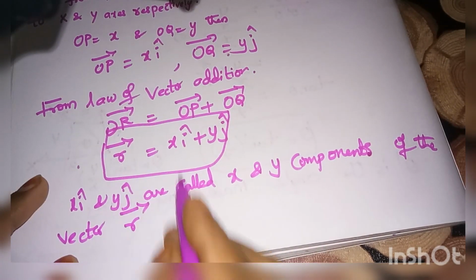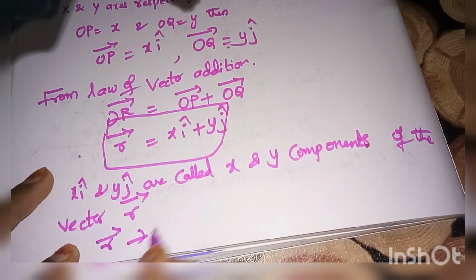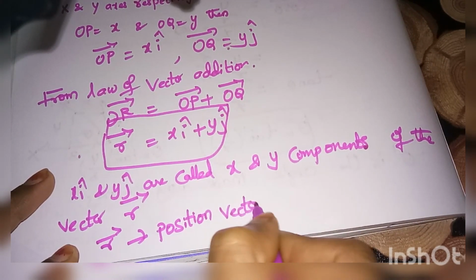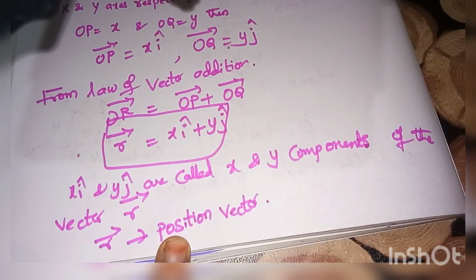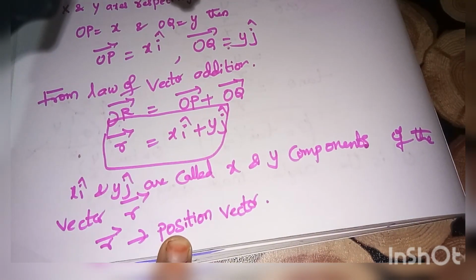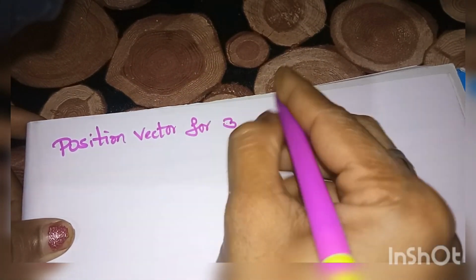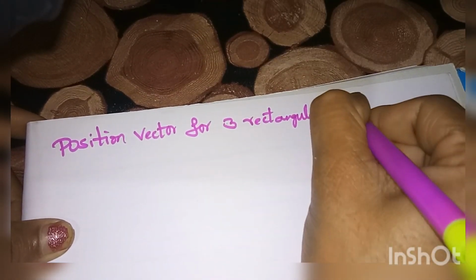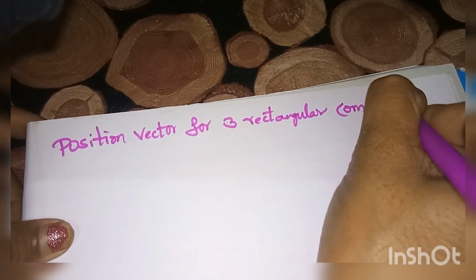So R bar is the position vector. We have discussed already in the previous class that small r represents the position vector. So position vector means x i cap plus y j cap for two rectangular components. Similarly, the position vector for three rectangular components. Three rectangular components means x, y, z components.